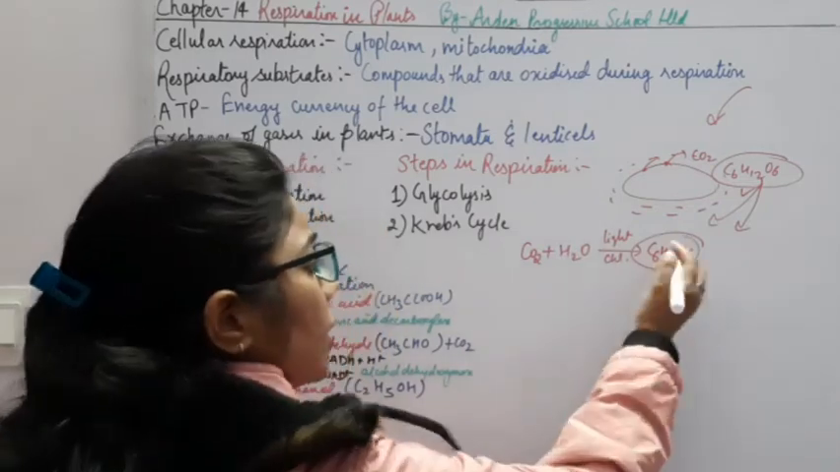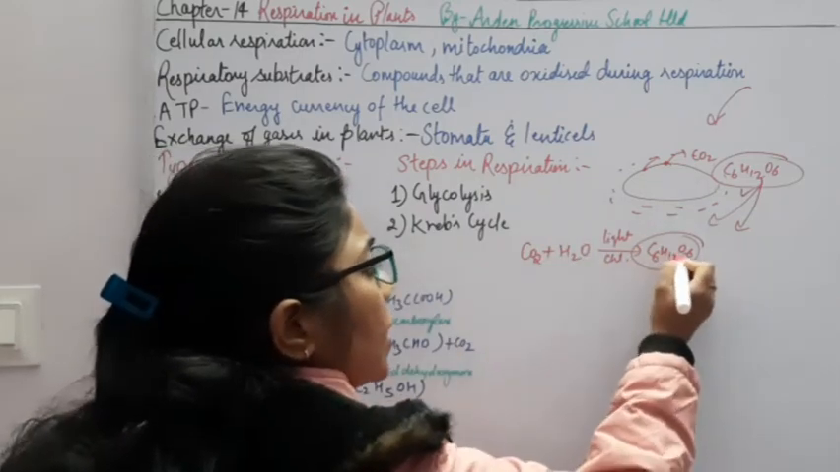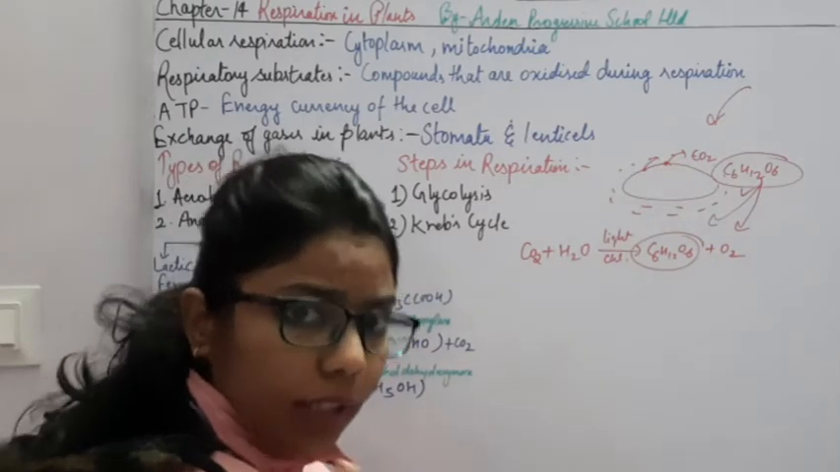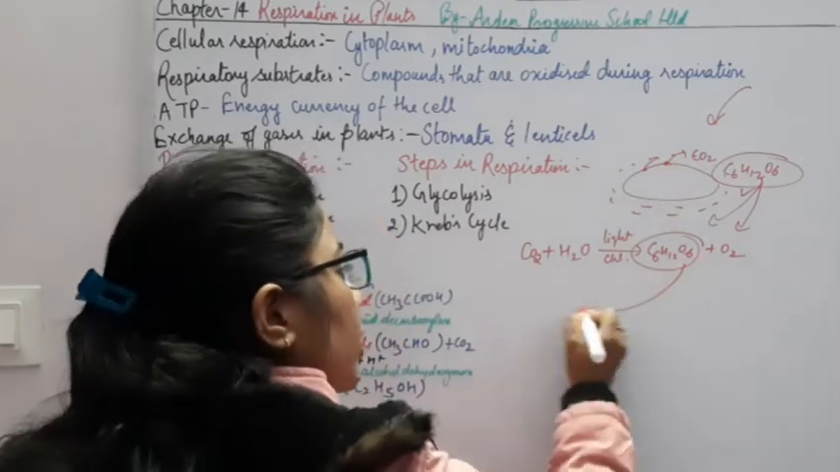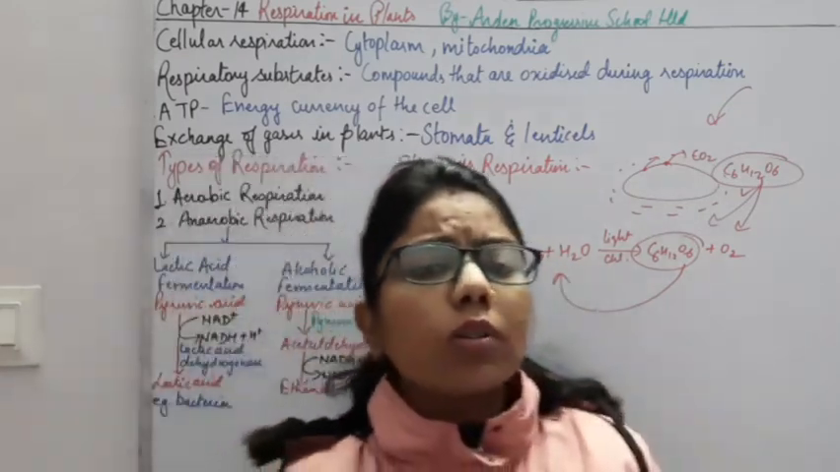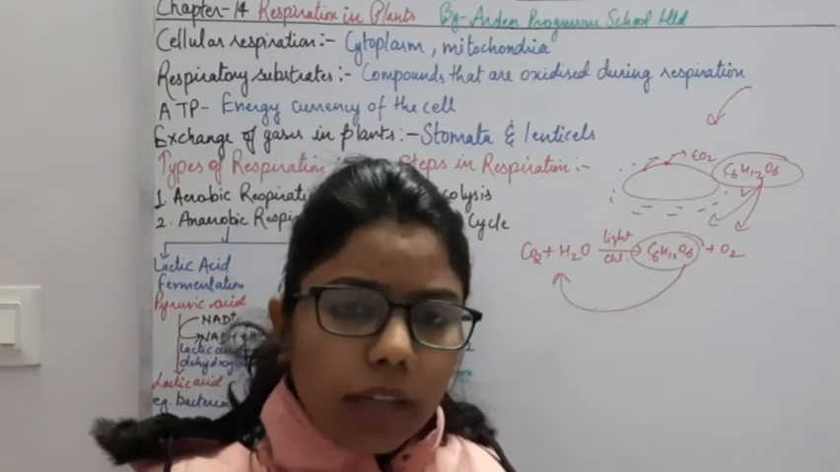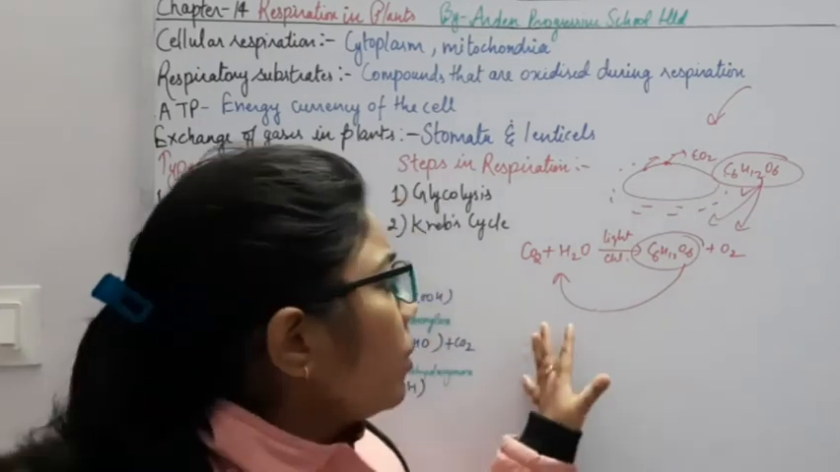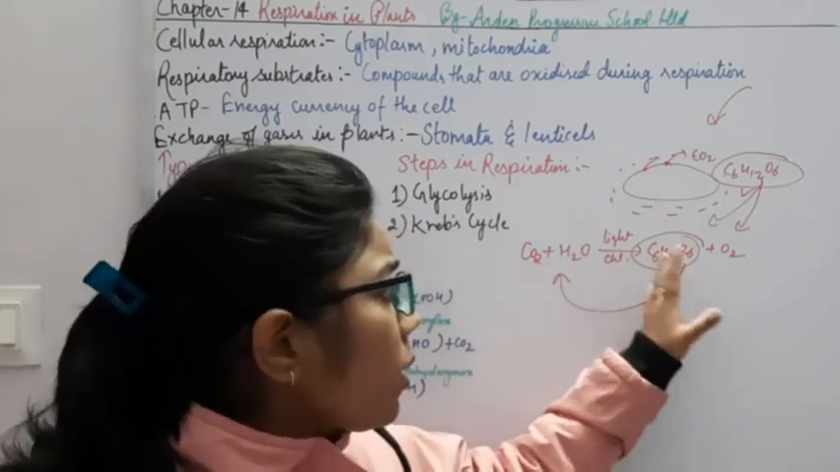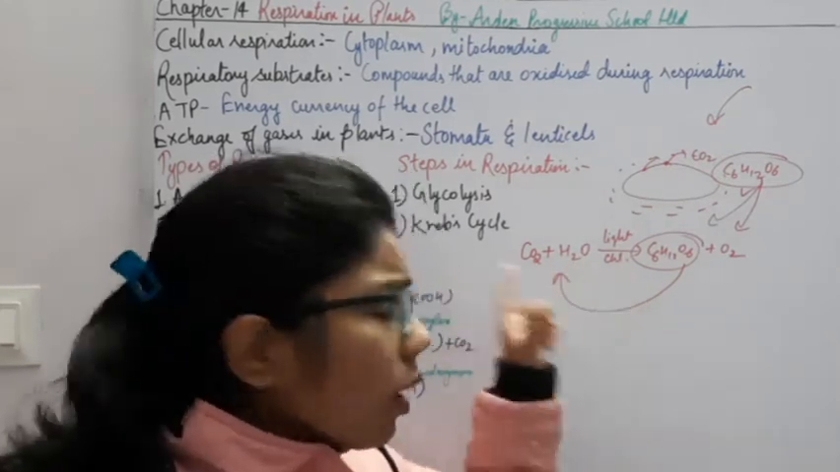If I reverse this equation, if there is oxidation, now what will happen? This C6H12O6 will take oxygen and break down into CO2 and water. In case of humans also, when we take oxygen from outside, we break down our food and release the CO2, right? The same thing happens in plants also, the breakdown of this glucose molecule into CO2 and water.